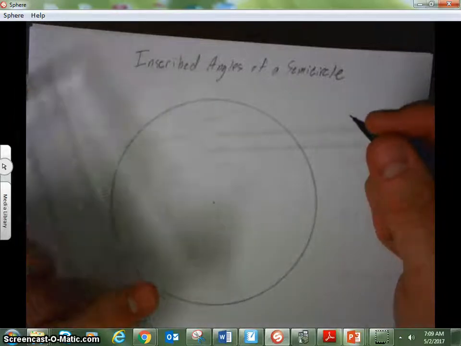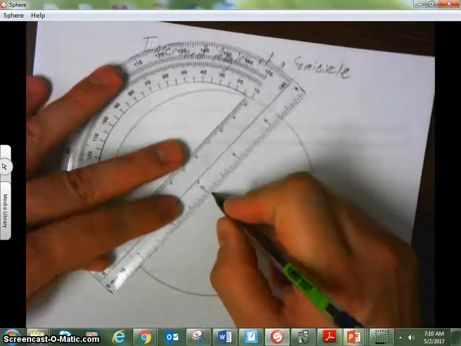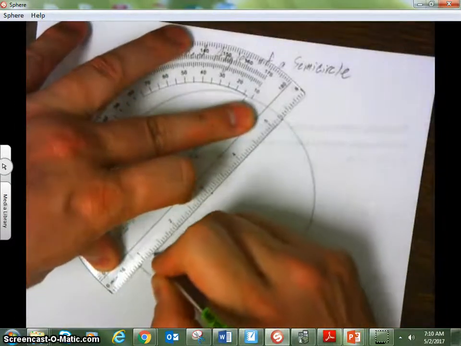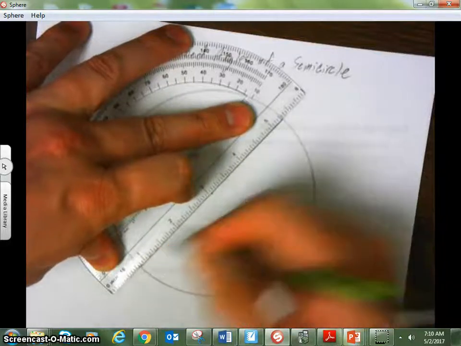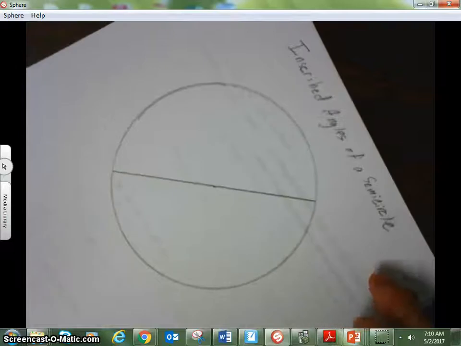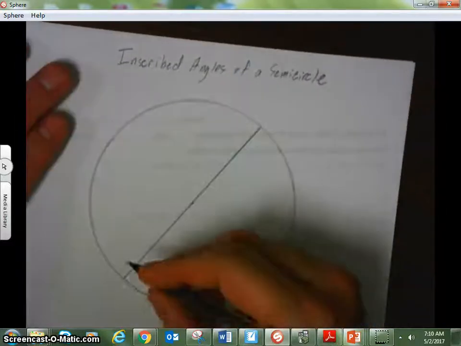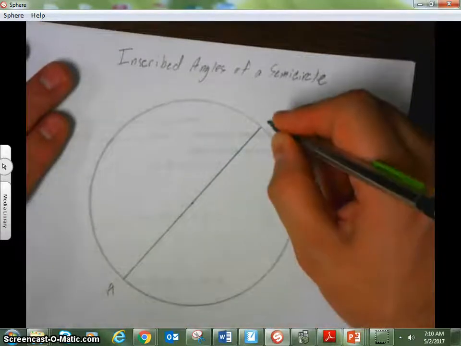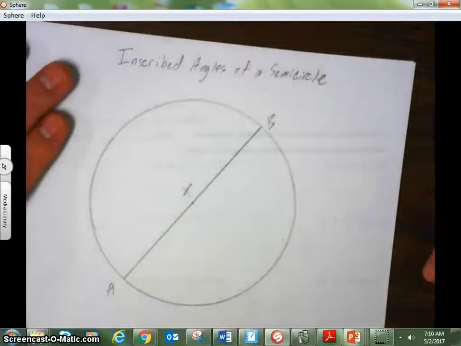Now that I have a circle drawn, we're going to draw in the diameter of the circle, and it doesn't really matter where you do it. If you want to do it horizontally, you're certainly welcome to. As long as you have a diameter on your circle somewhere. So we will call the diameter A, B, and I'll call the circle circle X.